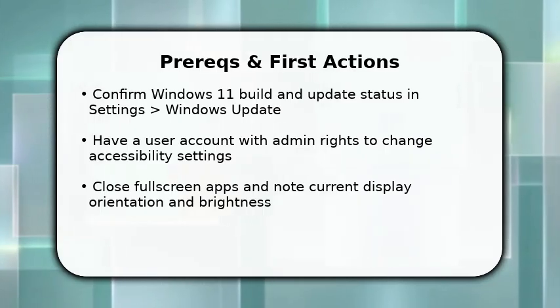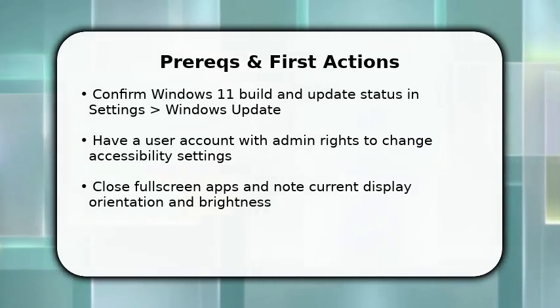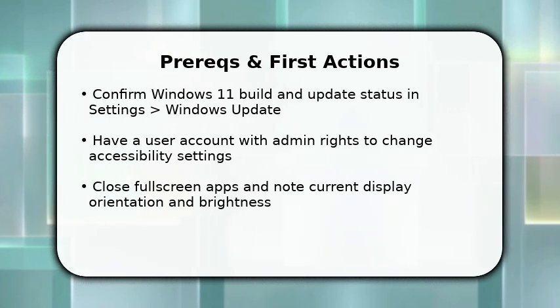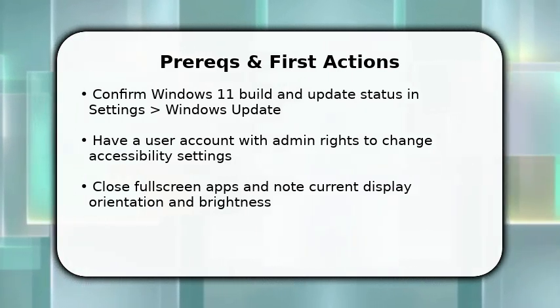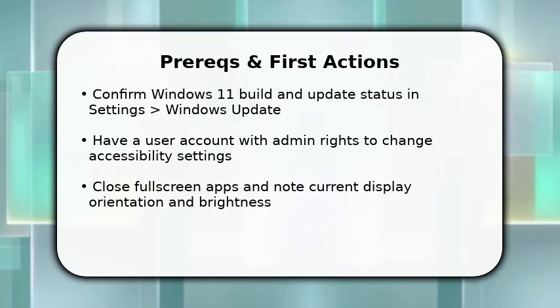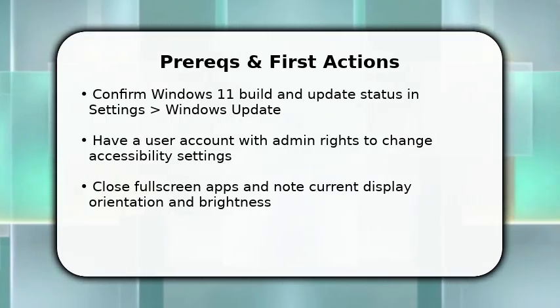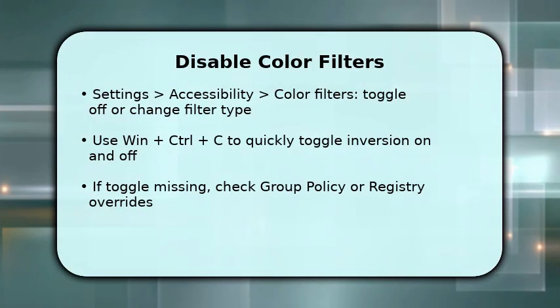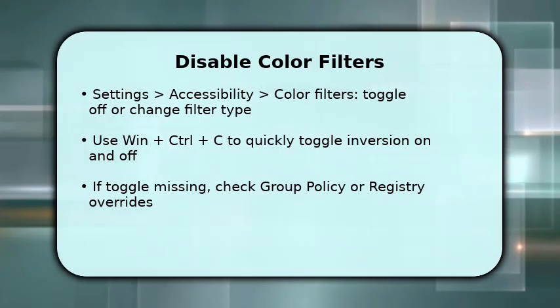Now go to Settings Accessibility to begin reversing the inversion. That's where the color filters live and where you'll take the first real action. Now you'll disable the color filter and confirm the change. Navigate to Accessibility Color Filters and toggle the filter off.